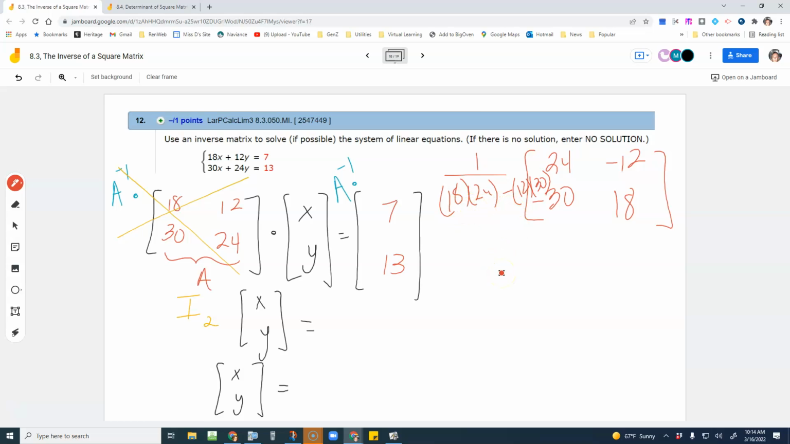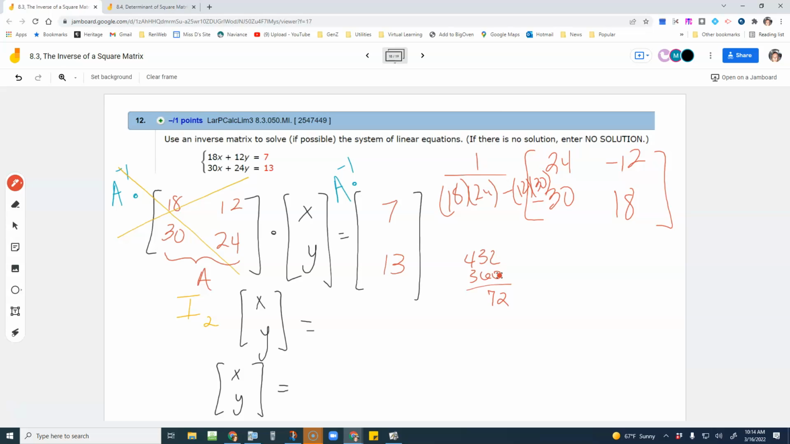Hold on, this will be easier. 432 minus 360. Because I would have 40, and then 32 is just 72, right? Yes. I get to 400, and then I do a few more. Okay, so I have 1 over 72 times that.